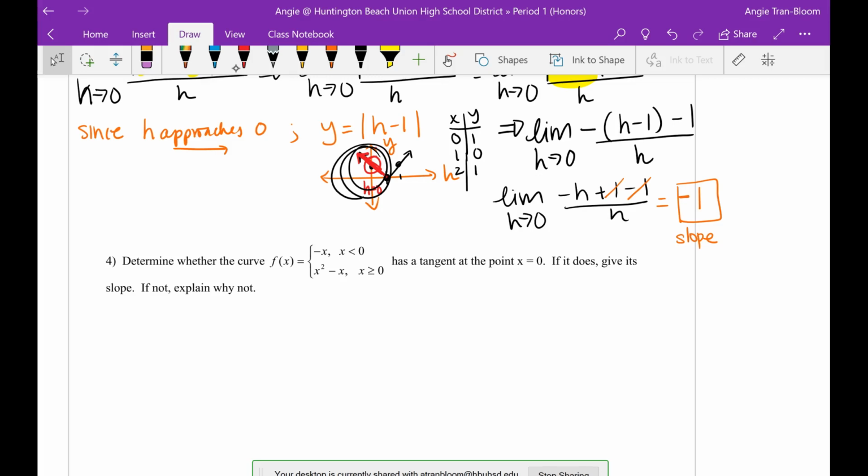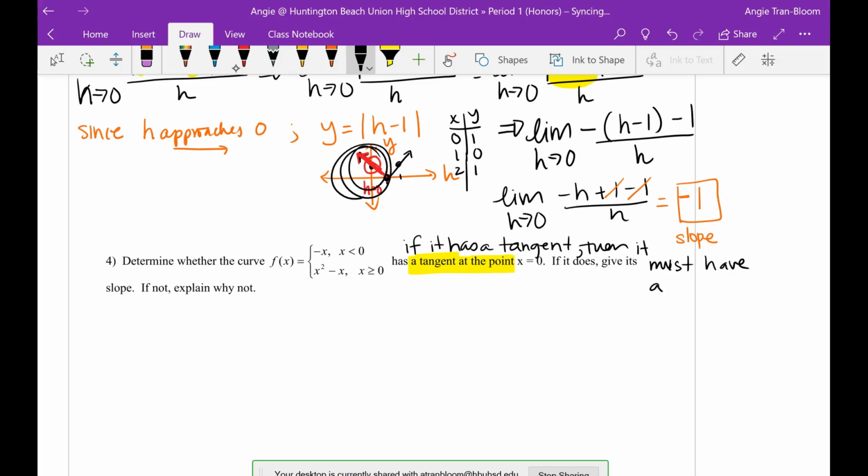Okay, so what does it mean to have a tangent? What does it mean to have a tangent at a point? Okay, to have a tangent, let's spell this out. If it has a tangent, then it must have a slope at that point. Because if you have a tangent, that means you have a tangent line. To have a line, you have to have a slope.